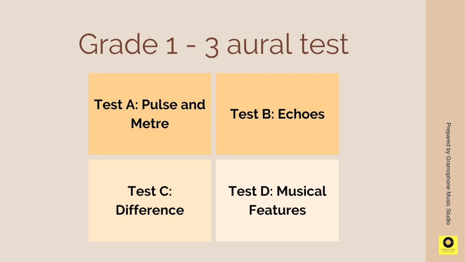Grade 1 to 3 oral tests have the same contents with increasing difficulty. It is worth checking the previous grade if you are doing grade 2. Test A will be about pulse and meter, Test B on singing echoes, Test C to tell the difference between two phrases, and Test D answering about musical features in a piece of music.